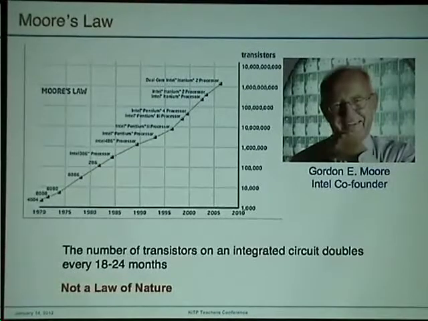It is possible because lots of physicists, engineers, and material scientists have been working on this. It's coined by Gordon Moore, the Intel founder, who said the number of transistors on an integrated circuit doubles every 18 to 24 months. So they start with a moderate number, 8,000.